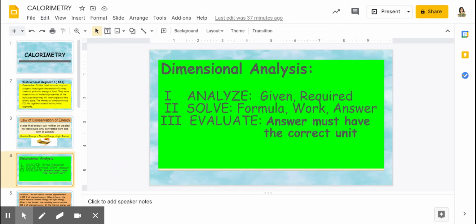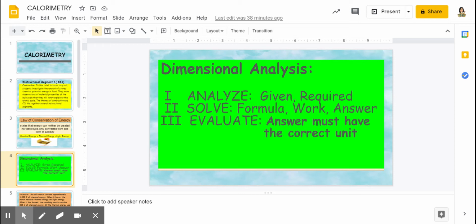For these problems that you are going to solve today, you must do them in dimensional analysis. Dimensional analysis involves 3 steps: analyze, solve, and evaluate. When you analyze a problem, you are to write down what's given, including their units, and if they're given a symbol like M for mass, C for specific heat, and delta T for change in temperature, you have to write them. Write also the one that is being required.